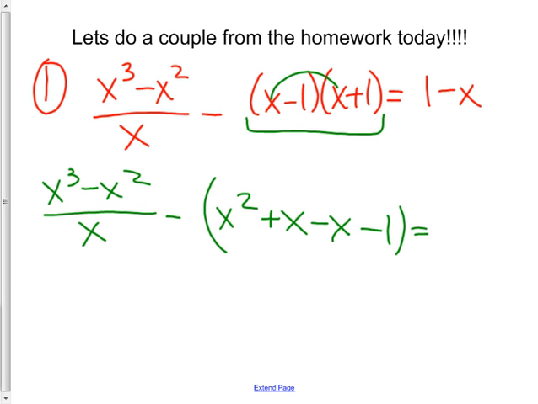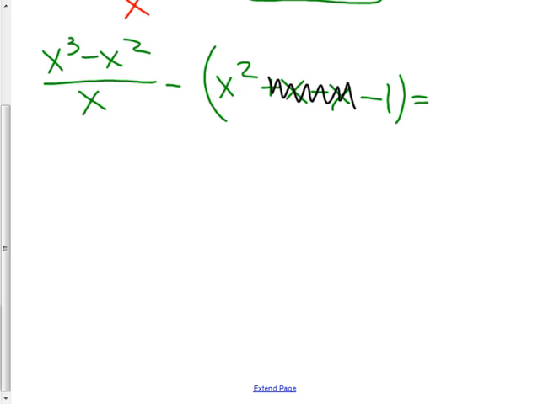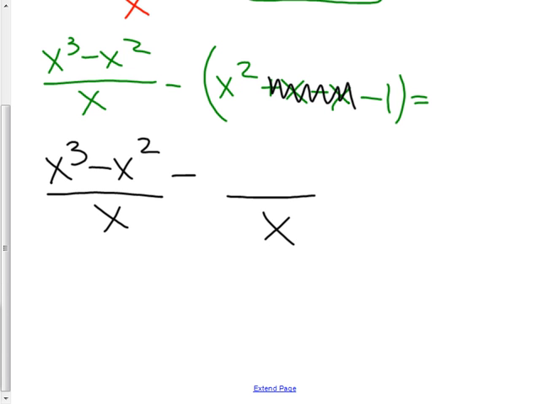Does everyone see what I did there? I just FOILed. And then in this, my x's cancel, so I'm just going to go like that. So from here, I want to find a common denominator. This is already over x, so we're going to use that. And say it's minus. If I put this over x, whatever I do to the bottom, I have to do to the top. Yes, Holly?